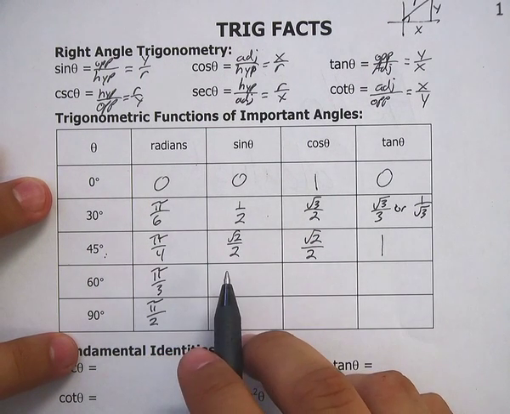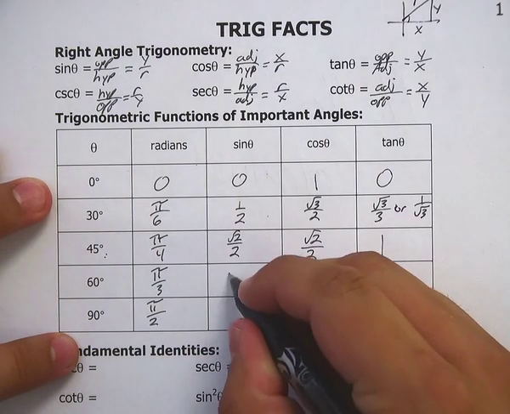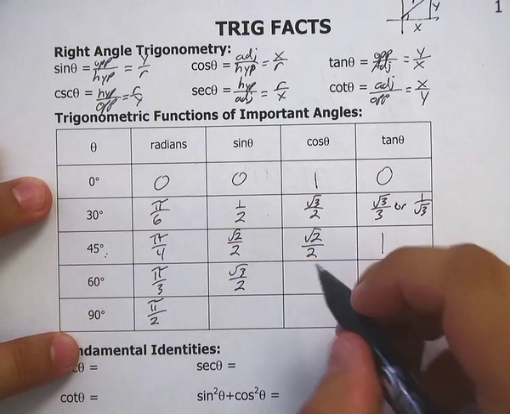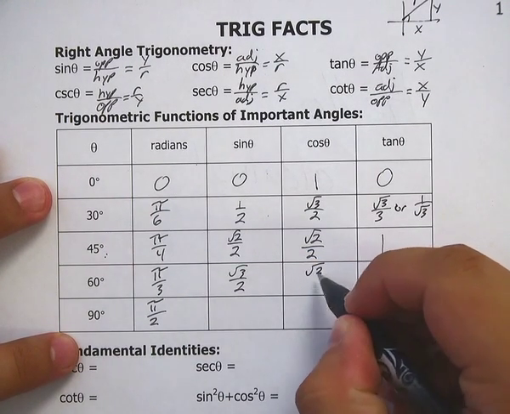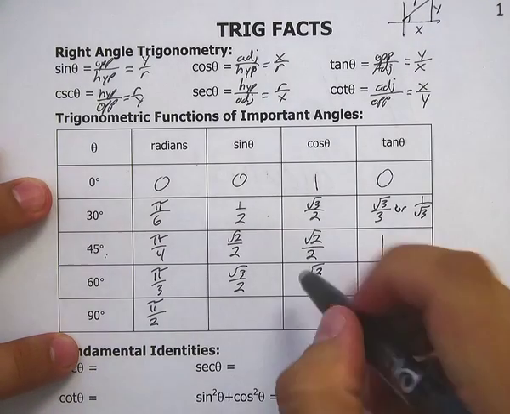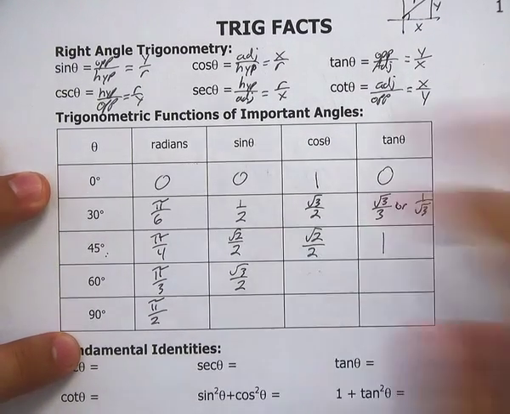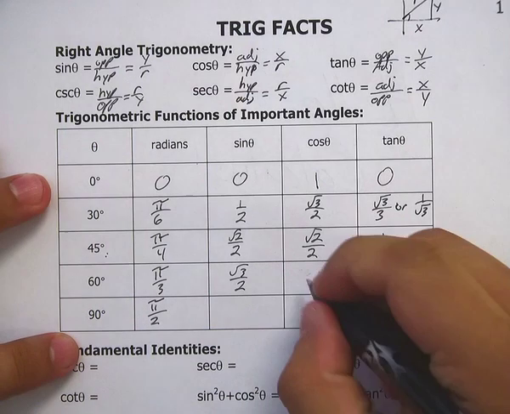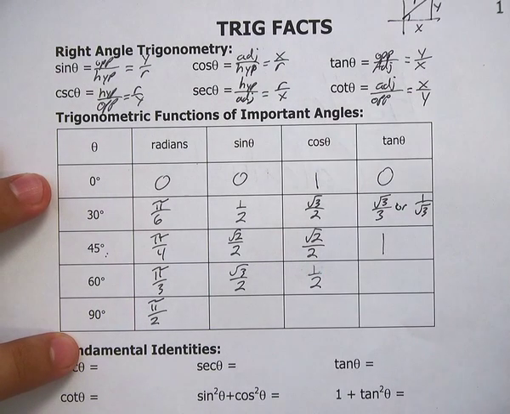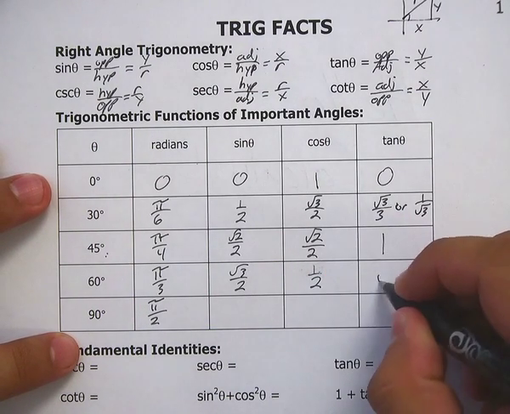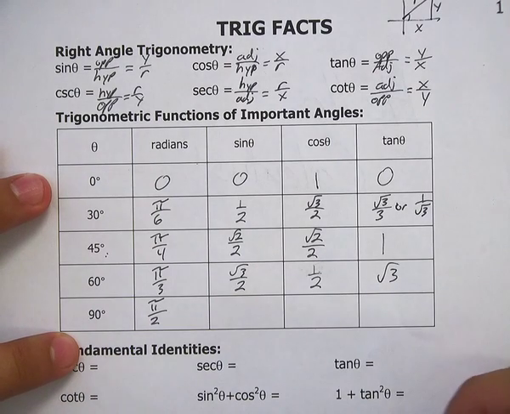60 degrees here, we got the sine of 60, square root of 3 over 2. Cosine, square, ooh, goodness. Thank goodness this pen's erasable, huh? Got ahead of myself. 1/2, excuse that. And then the tangent is the square root of 3.